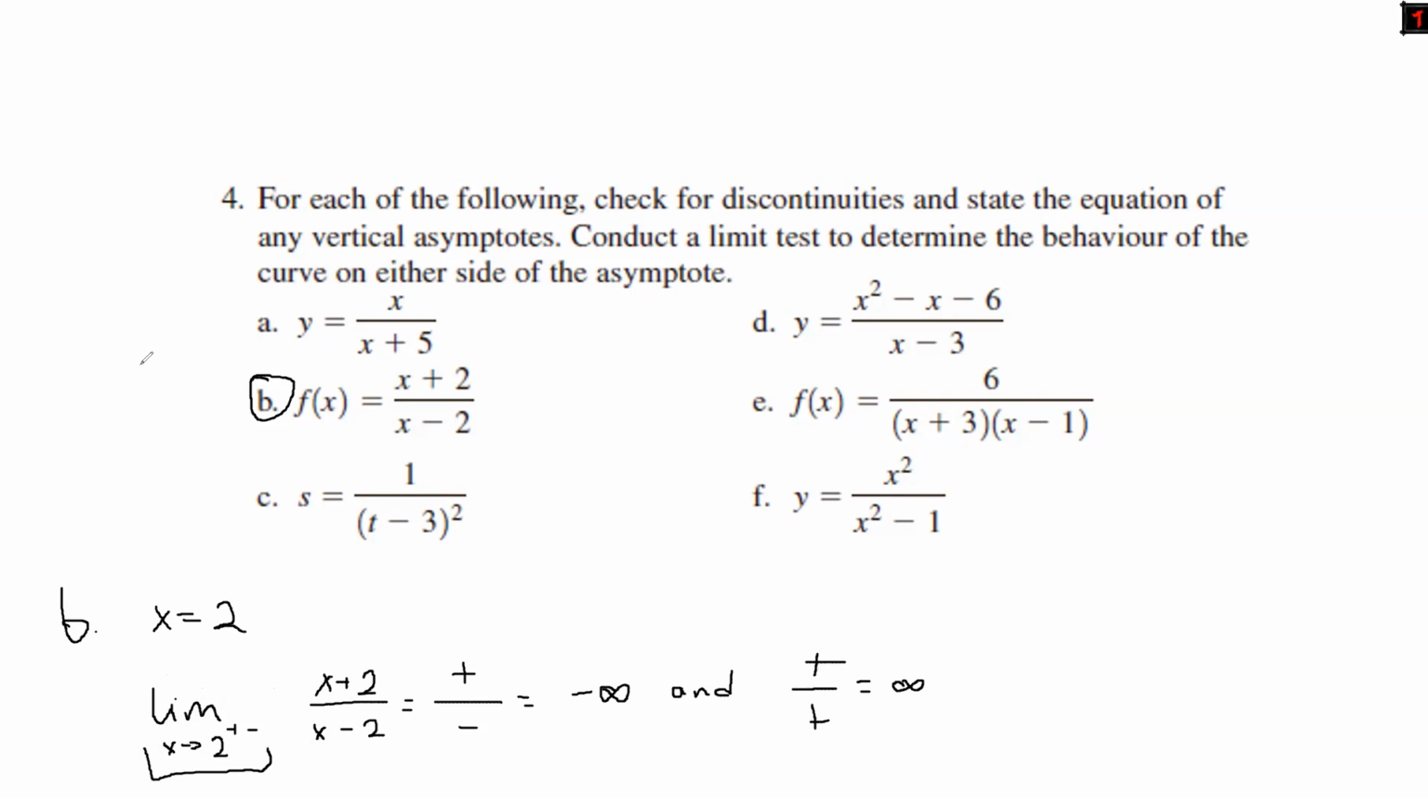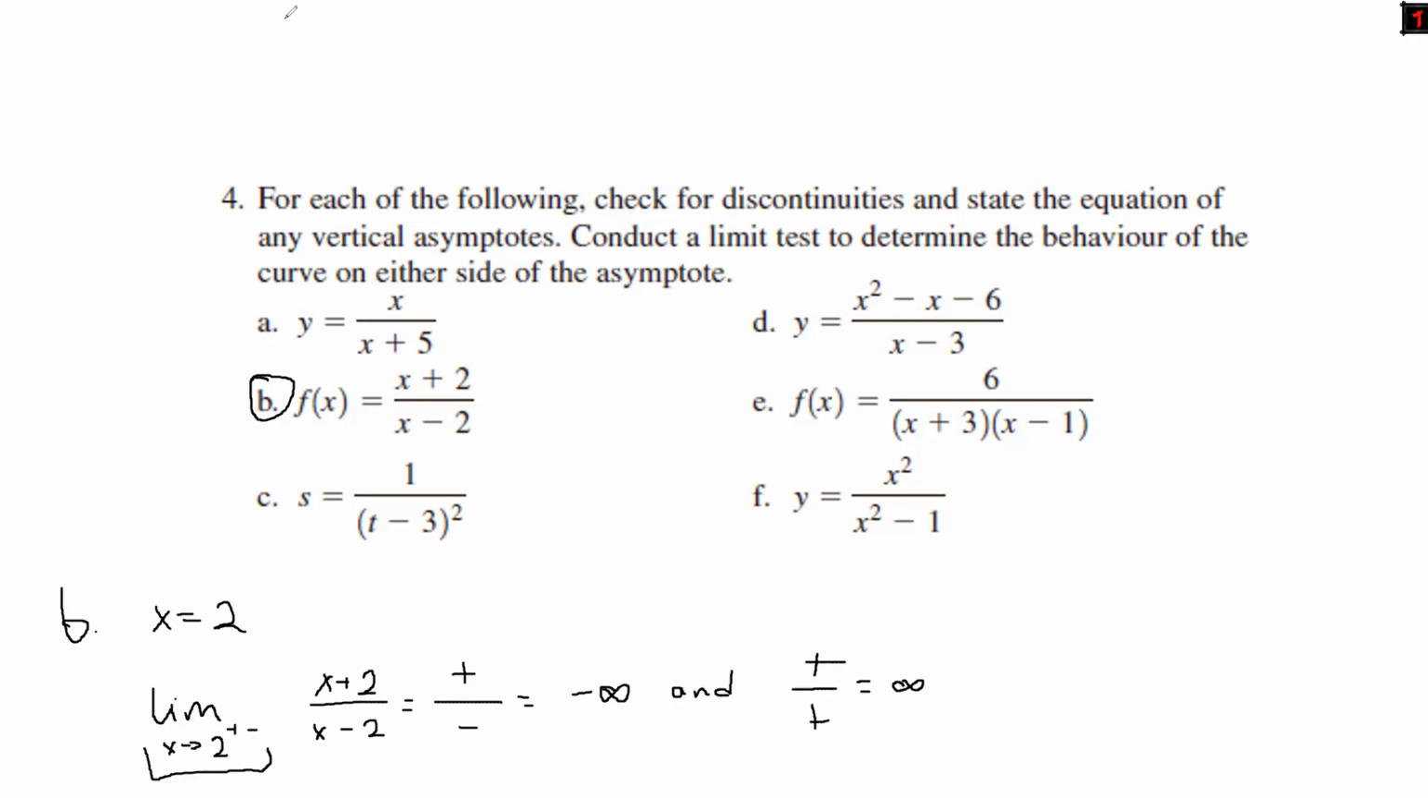From the right side of x equals 2, we approach with values greater than 2. Well, since the limits from both sides approach infinity, we can conclude that there is a vertical asymptote at x equals 2. So that's the vertical asymptote.